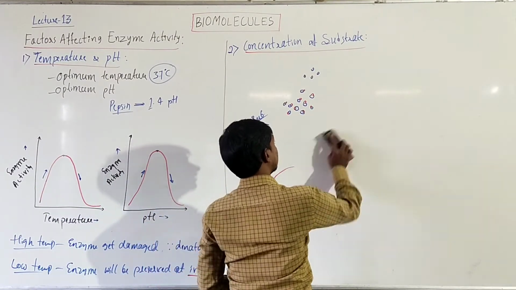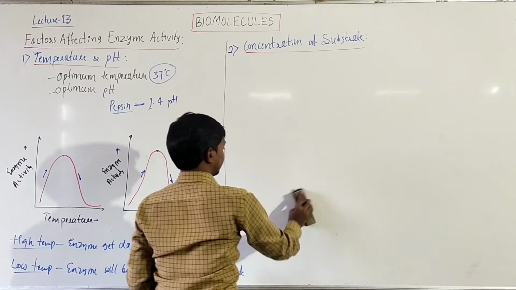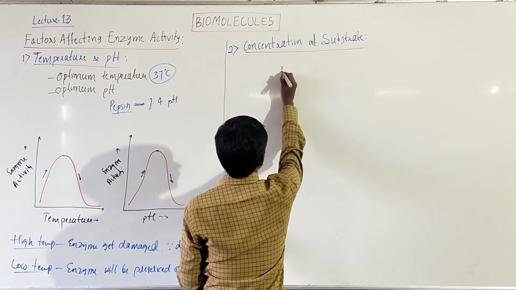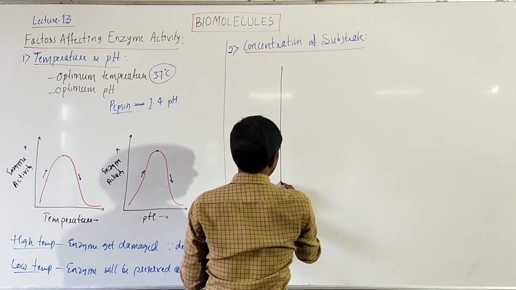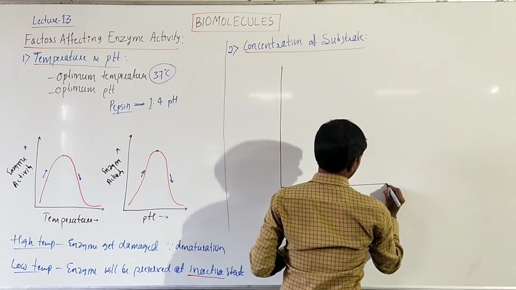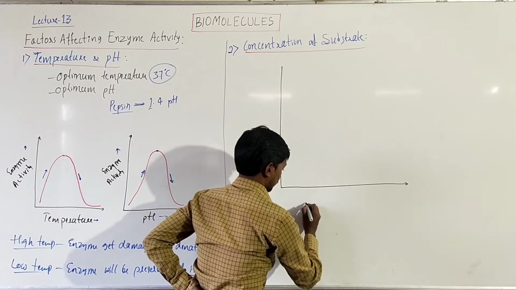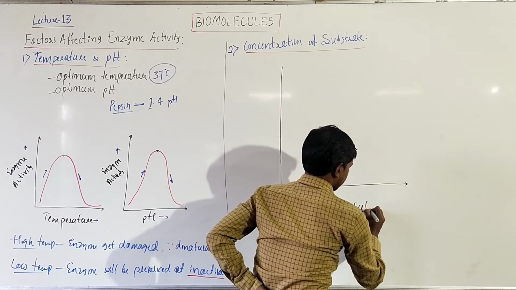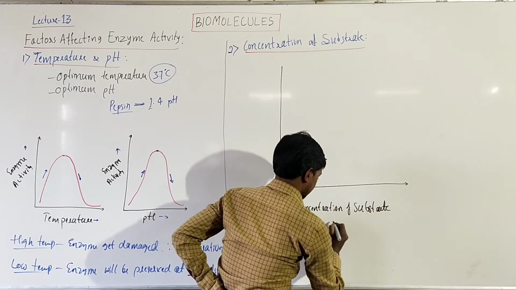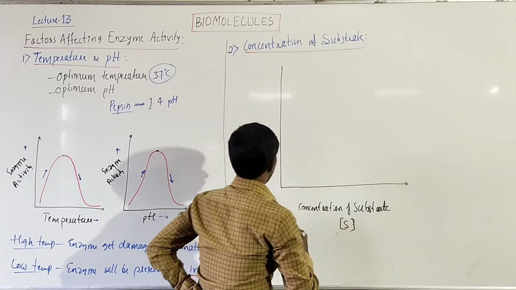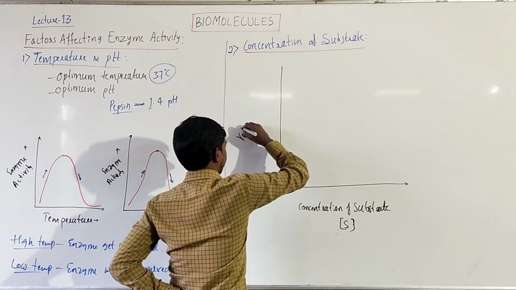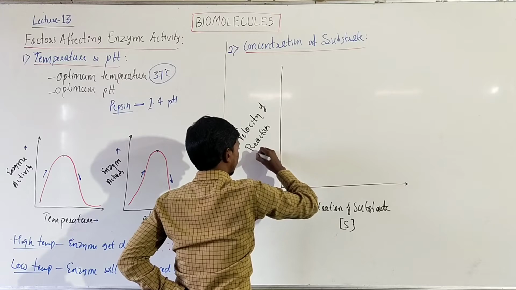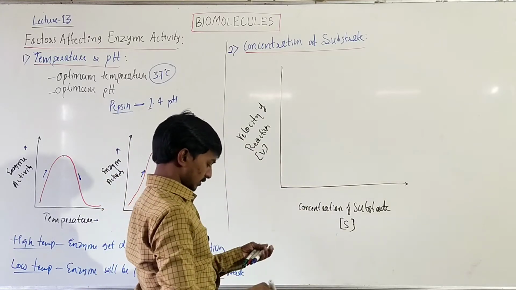So we will draw a graph for that to understand better. Okay, it's a very important graph for examination also. So observe carefully. The y-axis will take velocity of the reaction, and the x-axis will take substrate concentration. Concentration of substrate on the x-axis. The y-axis will take velocity of reaction. We'll take it as V, velocity of a reaction, right?